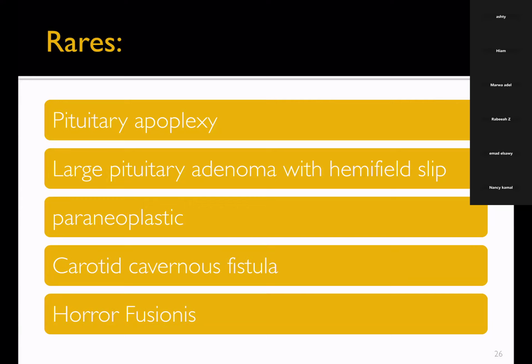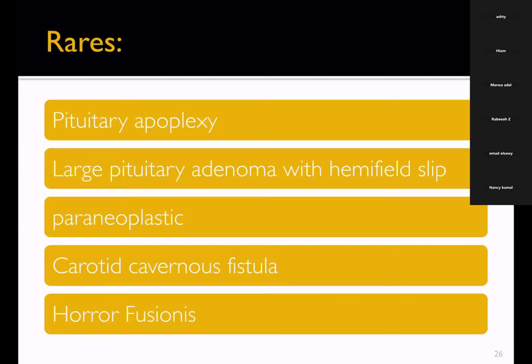A large pituitary tumor can also come with double vision in cases of severe or complete bitemporal hemianopia, which can cause what we call hemifield slip or hemifield slide. The patient can develop double vision in certain situations when trying to look far, when the two hemifields slide over each other, causing hemifield slide or hemifield slip, and the patient can develop temporary diplopia.